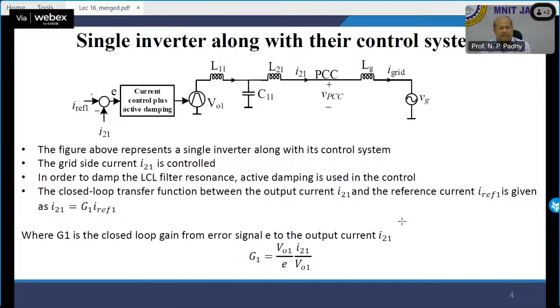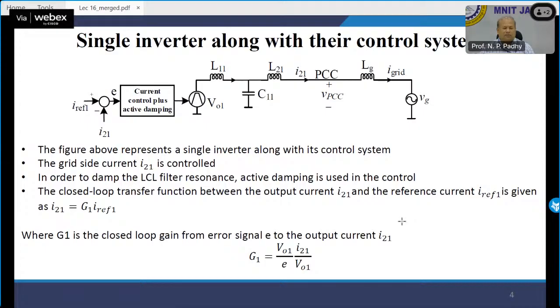They accept it. Now a single inverter along with its control system. So this is a very simple single inverter system. As you can see, there is a PCC, and then you have LG, and then L1, C1 and C11 belong to the system side, and then you have a reference.